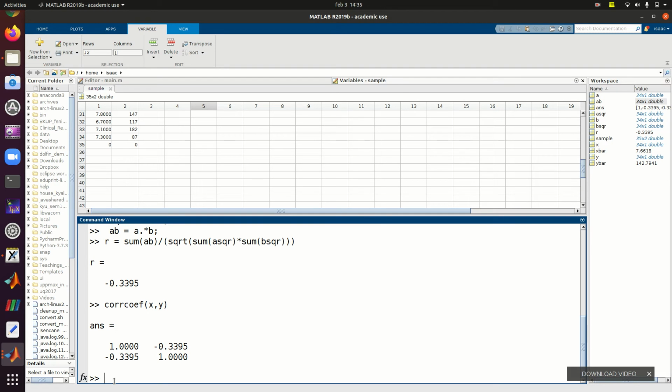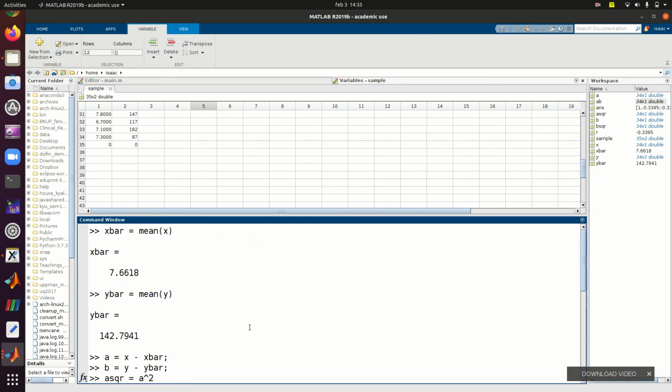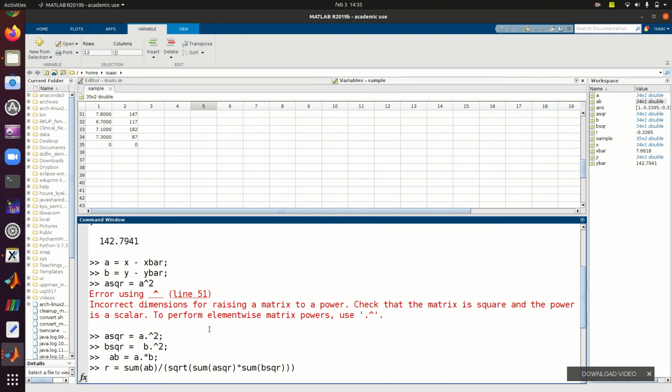So that is it with our correlation. I tried to give you what it means intuitively, and then how to compute it, and then we can also just use these commands directly, and so on.